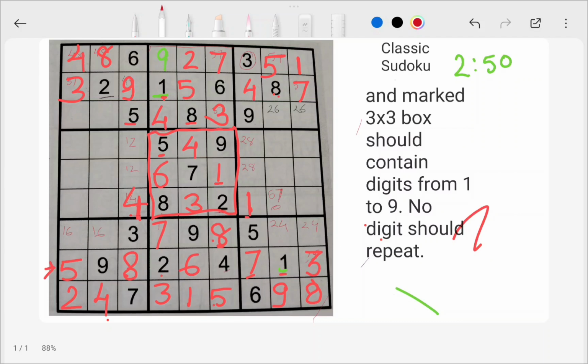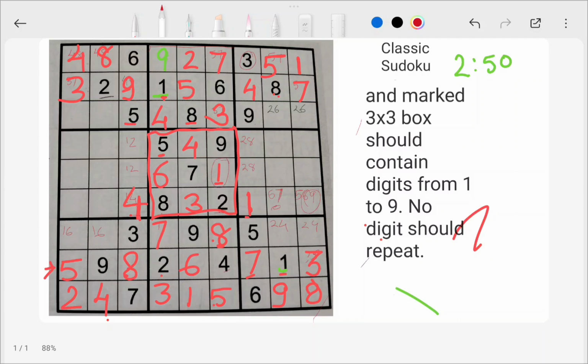Now this must be 5, 6 and 9. All right, 5, 6 and 9. Okay, this was so obvious.